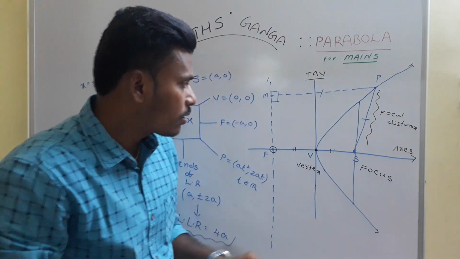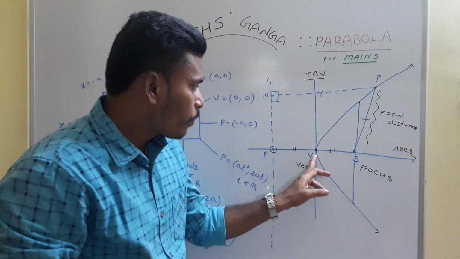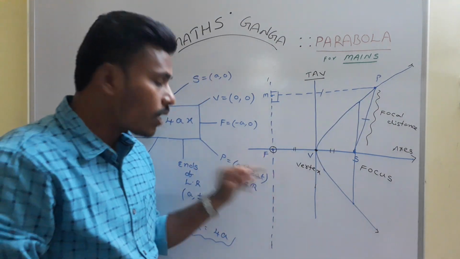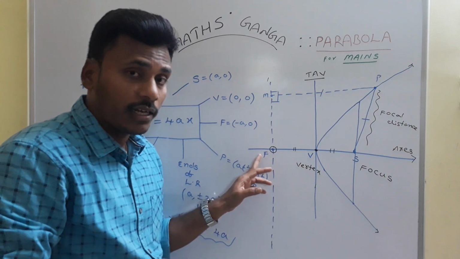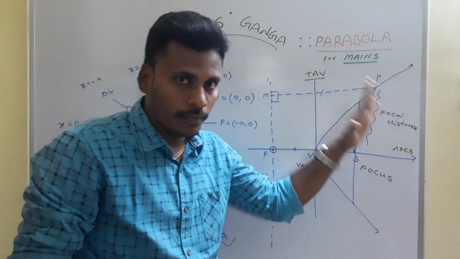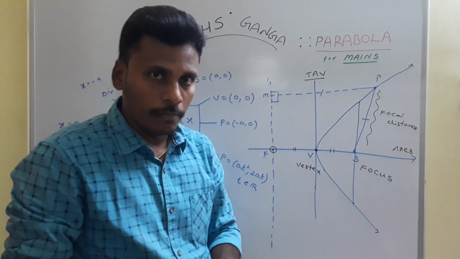And one more thing is, see, this vertex is the point of intersection of the curve with the tangent at the vertex, as well as this foot of the directrix. This is the point of intersection of the directrix with the axis. So these two ideas we need to memorize, right?